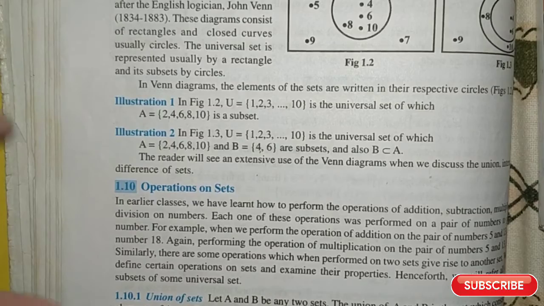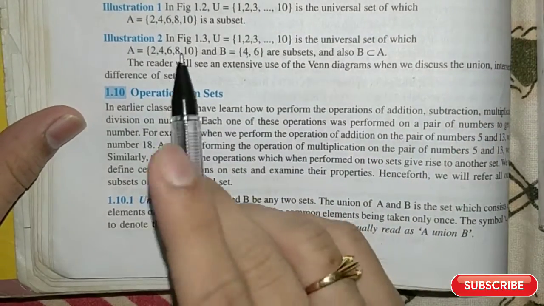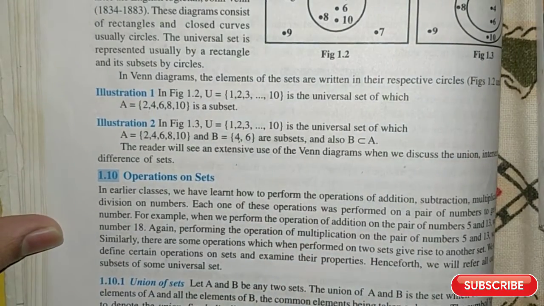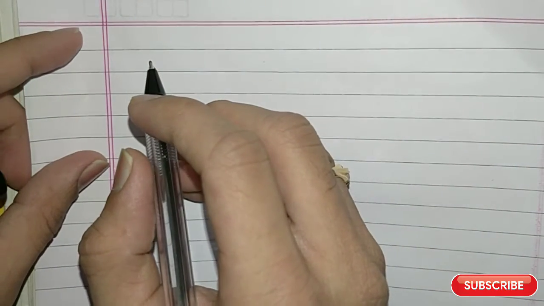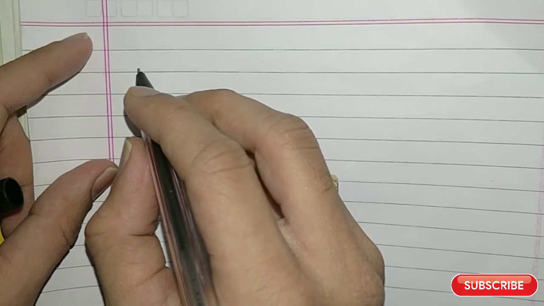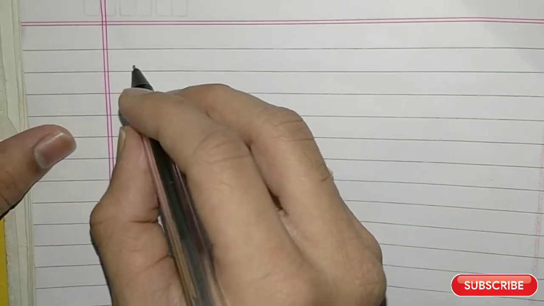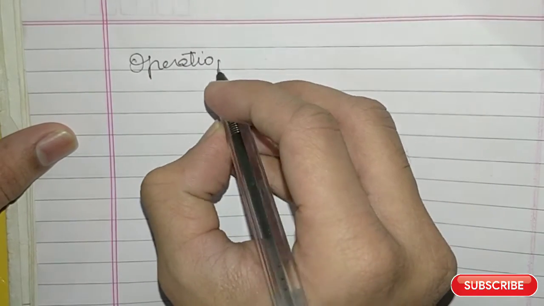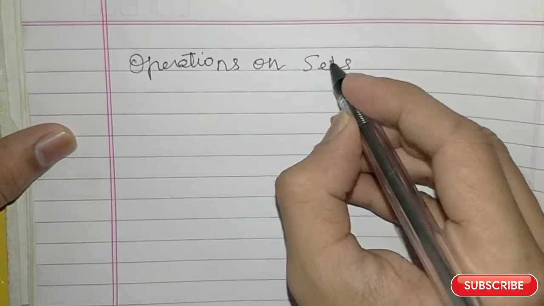Today in this video let us look at the subtopic operations on sets. Okay, now what are operations on sets? So now you know that there are operations on the real numbers or the natural numbers, like addition, subtraction and multiplication. Like that we have operations on sets. So let us look at operations on sets.